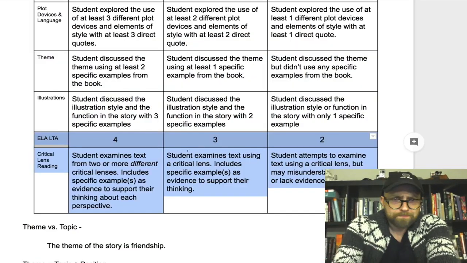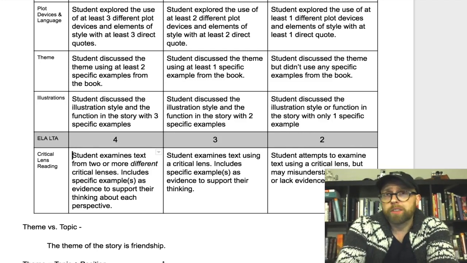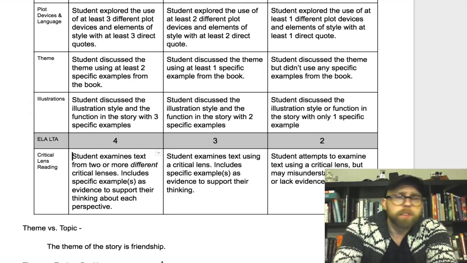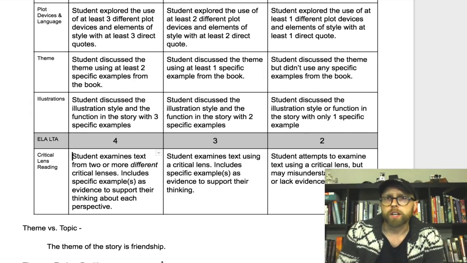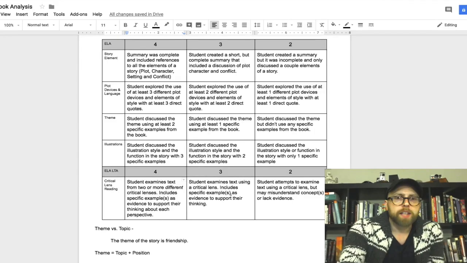For an exemplary, for those of you that are in the accelerated section, I'd like you to take up two different critical lenses. So maybe a racial bias lens and then a gender lens. Those are things that you can explore. Try to get at least two examples, I would say, but sometimes it might be hard to find more than one, and that would be okay too.